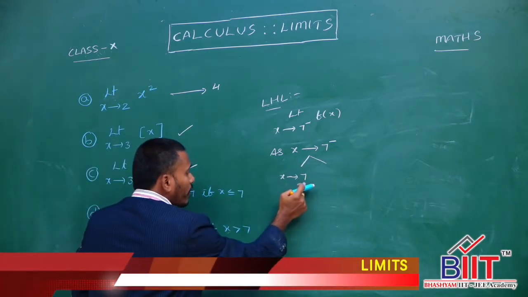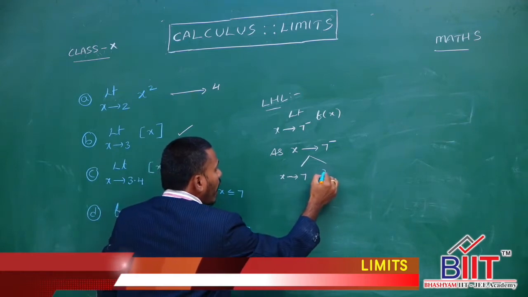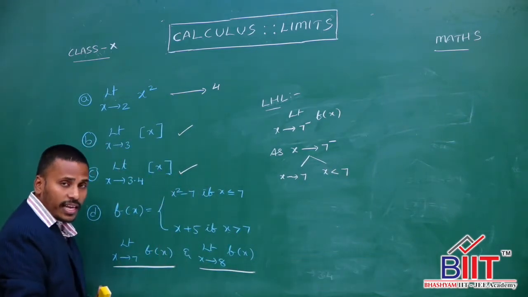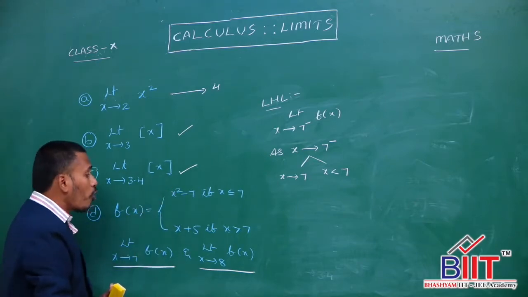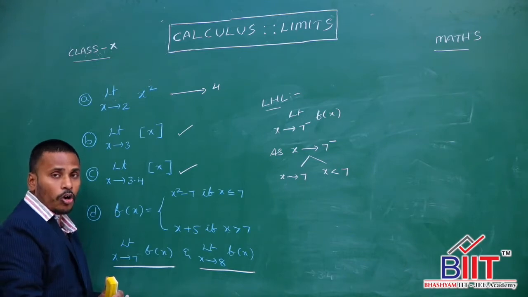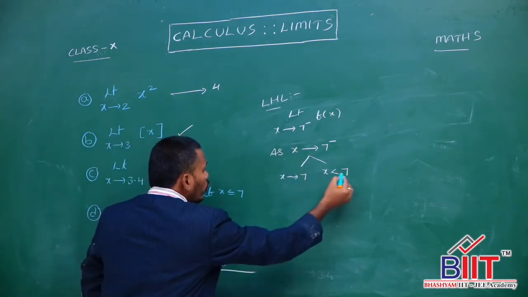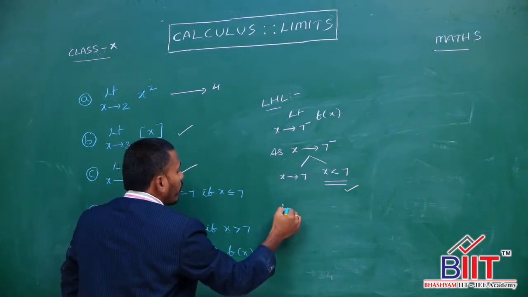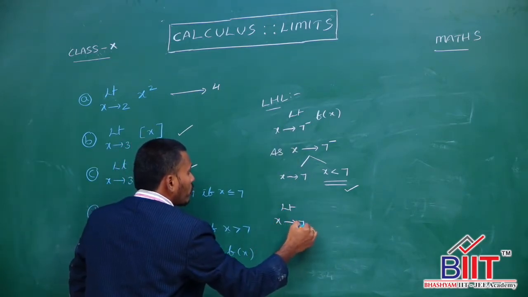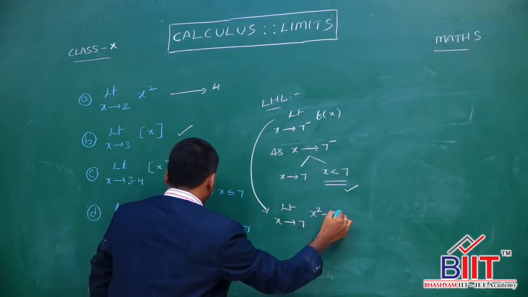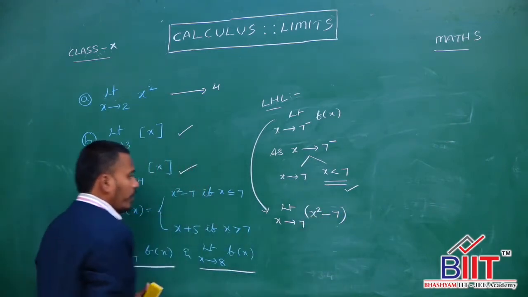X is tending to 7 means X is nearer to 7, and the other restriction is X is less than 7. Since X is less than 7, as per the definition of the function, for X less than 7, f of X is X square minus 7. Okay. So, using this particular X less than 7, I will rewrite the limit X tends to 7 minus f of X as limit X tends to 7 X square minus 7.